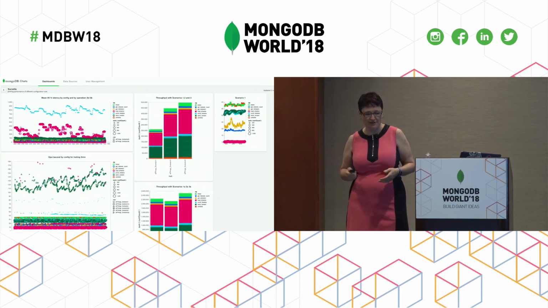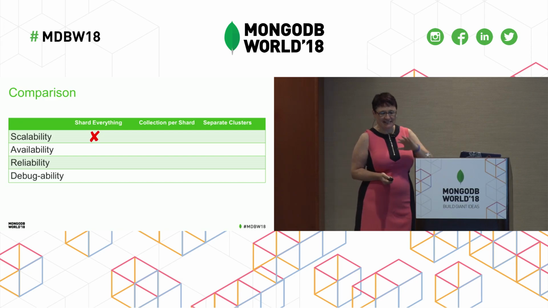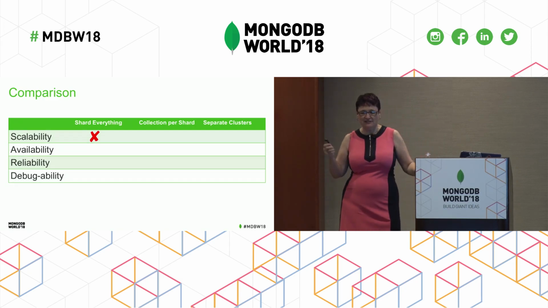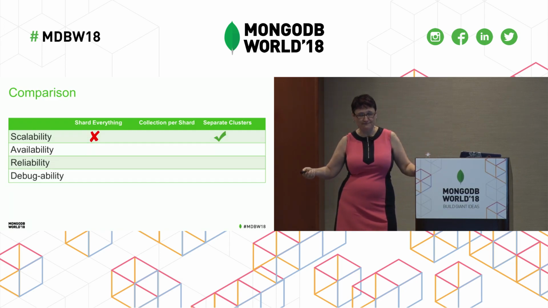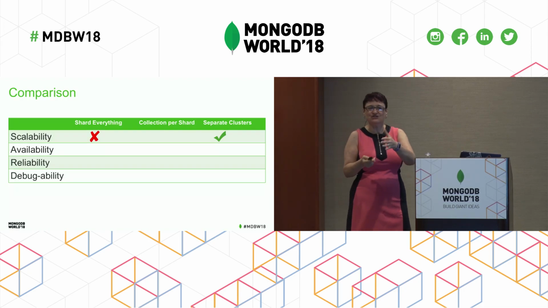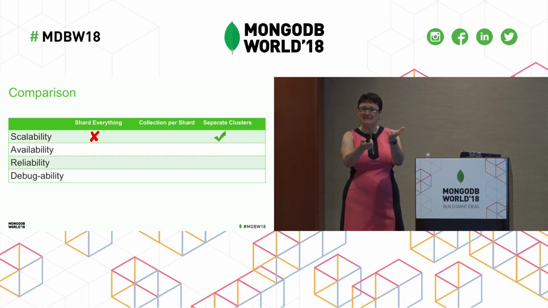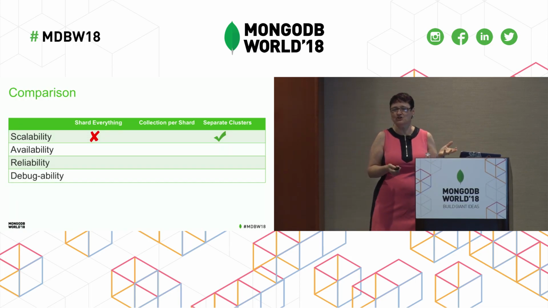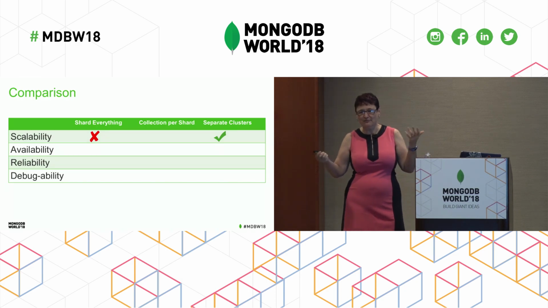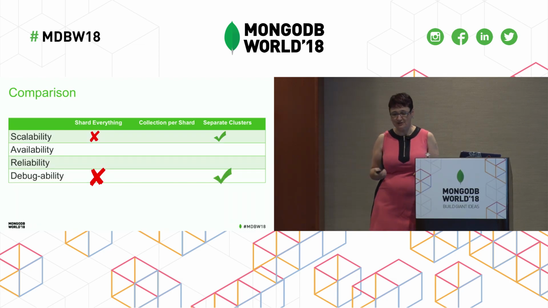All right, so I'm going to score this. Shard everything, scalability, capacity scaling, not so good. Separate clusters, much, much easier, right? You can scale them independently. You can use different instances. If you have a sharded cluster, it's a little trickier to maintain different hardware for different shards. In fact, even with automation, it can get a little hairy. Debuggability definitely was not very easy with shard everything, and trivial with separate clusters.